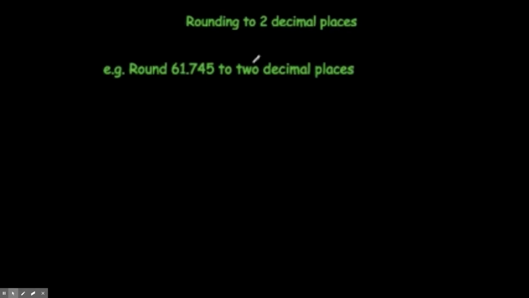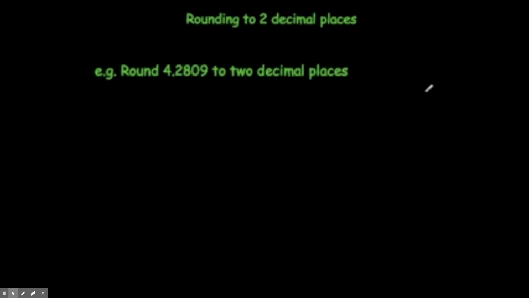Next, round 61.745 to 2 decimal places. So again, because we just want 2 numbers after the decimal point, we're going to look at the third. The third one's a 5, that means we're going to round up this time. So it's going to be 61.75.